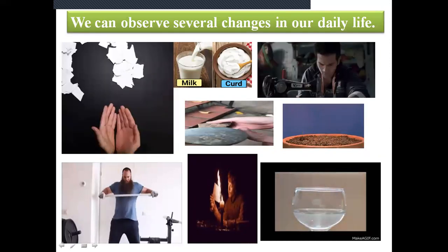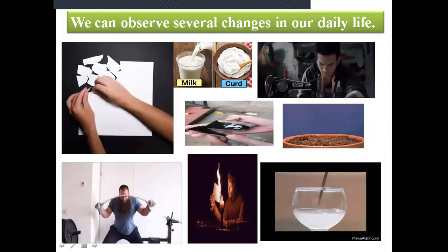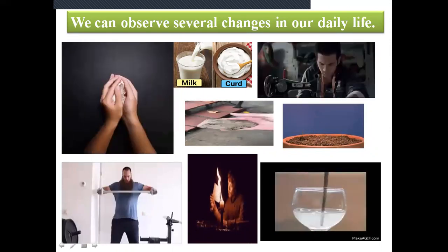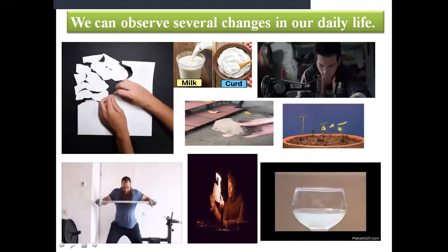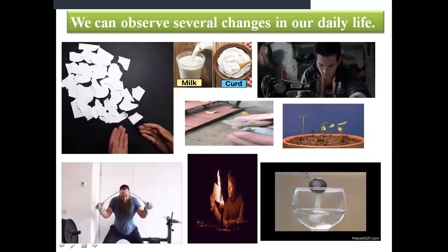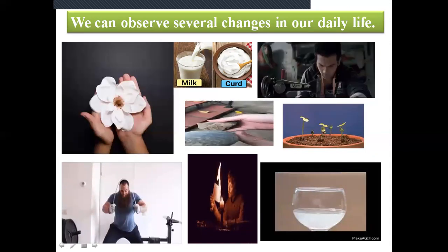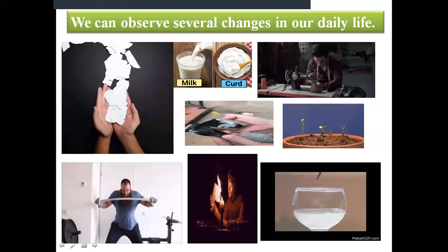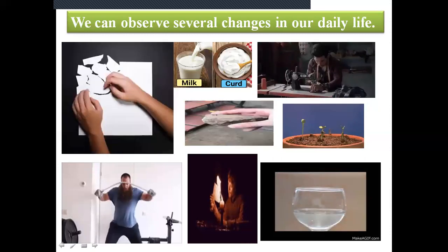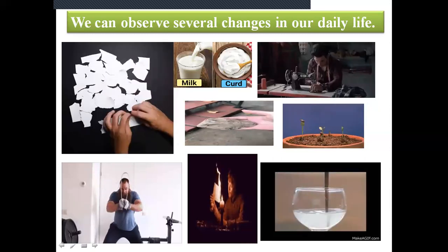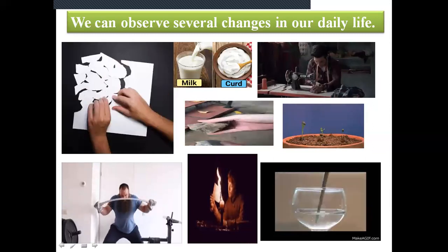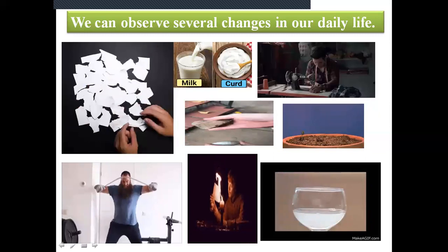For example, in the first picture you can see a person is tearing a paper, and from that paper he makes a different shape. Here he is making a flower shape. So here also change takes place. In the second picture you can see milk is changed into curd. So here also change takes place. In the third picture, you can see a tailor is making a uniform or dress from the raw cloth which we give to them. Here also change takes place.